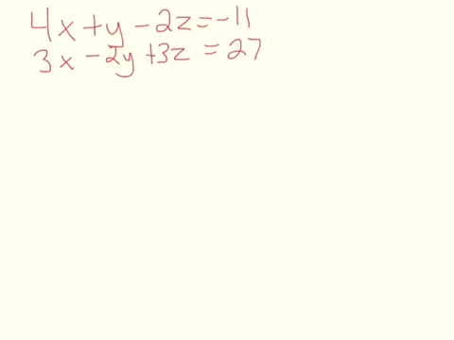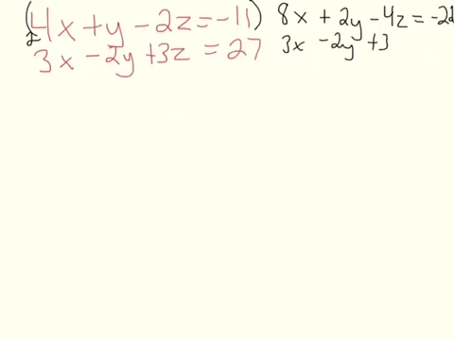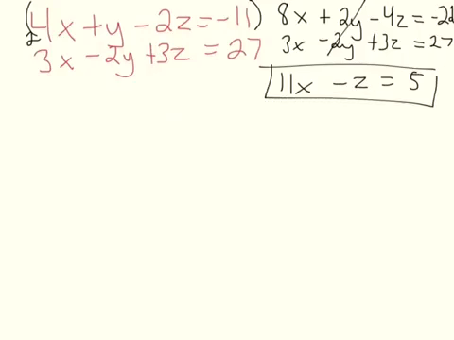So in order to get my y's to eliminate, we're going to use linear combinations here. I'm going to multiply my whole top equation by 2. So I would get 8x plus 2y minus 4z equals negative 22. And we're going to add straight down. Okay, so here is one of my resulting equations once I eliminated y.